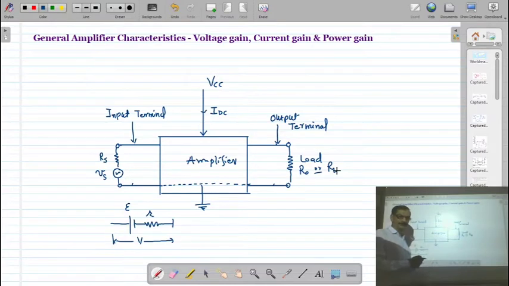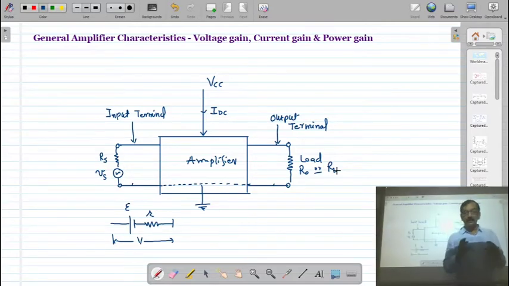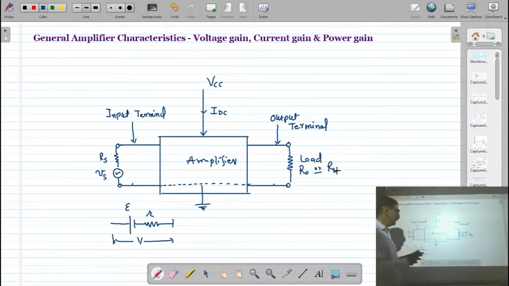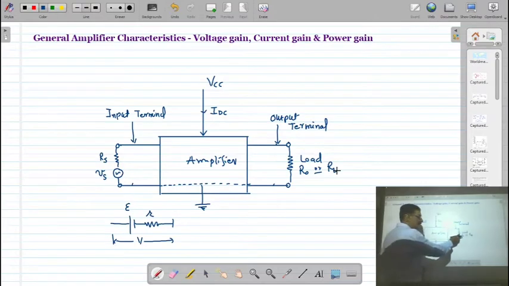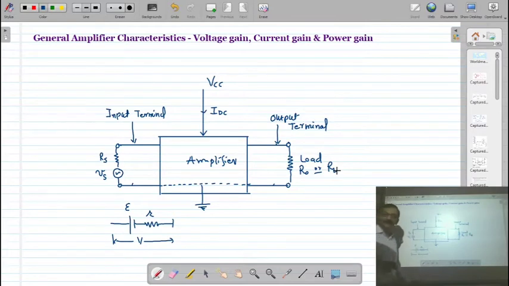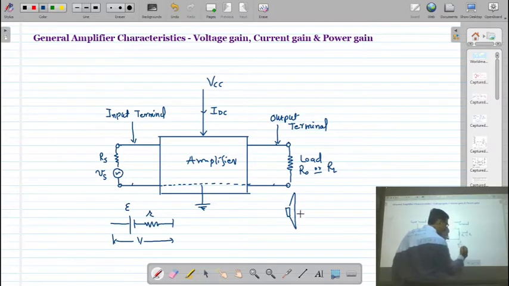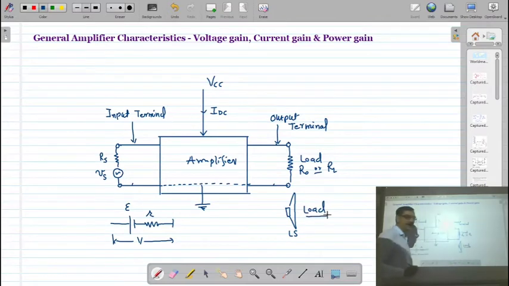Now what is load? Remember, load doesn't always mean a resistance connected in the amplifier. Load means a device which dissipates the power. Here the amplifier is providing the AC power, and whatever device the power is dissipated in, that device is known as the load. Suppose the output of the amplifier is connected to a loudspeaker, then this loudspeaker is known as a load for the amplifier.